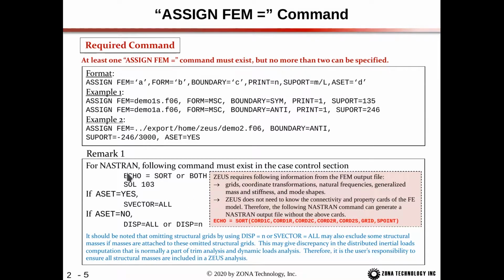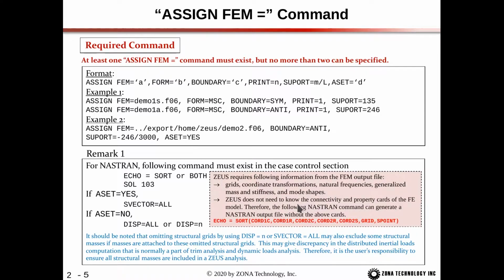For Nastran, the following commands must be set. Echo must be equal to sort or both. This is so that ZEUS can read in the required information. So in this box here, we have the required information that ZEUS needs. It needs to be able to read the grids, the coordinate transformations for those grids. So this would be the echo input, and then it needs from the Nastran output the natural frequencies, the generalized mass and stiffness, and the mode shapes, or the eigenvector.